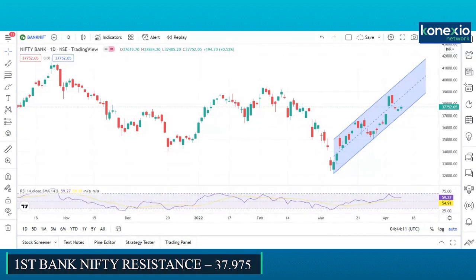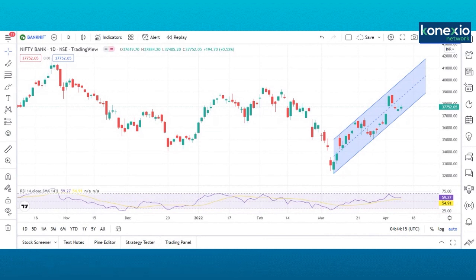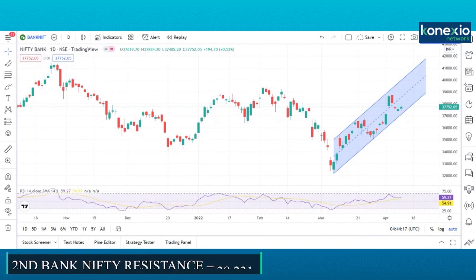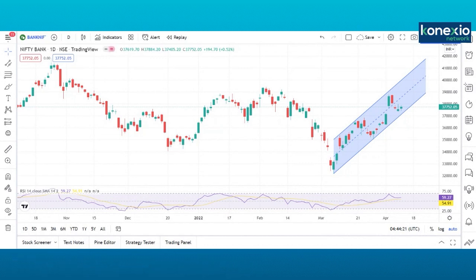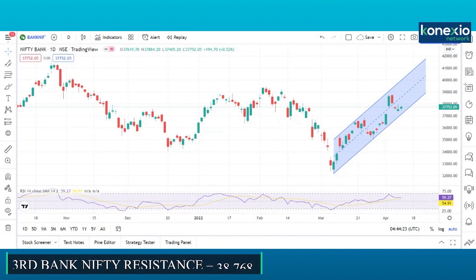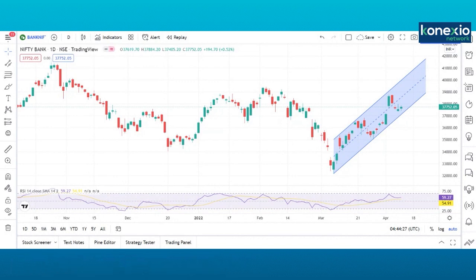Now the first resistance in Bank Nifty is placed at 37,975. Then second resistance is placed at 38,231, and third resistance is placed at 38,768. So these are the important support and resistance levels in Bank Nifty.